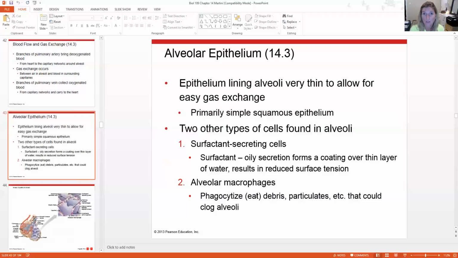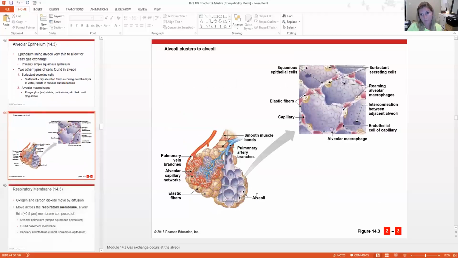There's surfactant secreting cells. Surfactant is an oily secretion that forms like a little coating over the cells, and it helps to reduce surface tension so that they don't implode on themselves. And the alveolar macrophages, which are there to phagocytize or eat any debris, particulates, or anything that could clog up the alveoli. There you see the alveoli and some of the special cells associated with them.